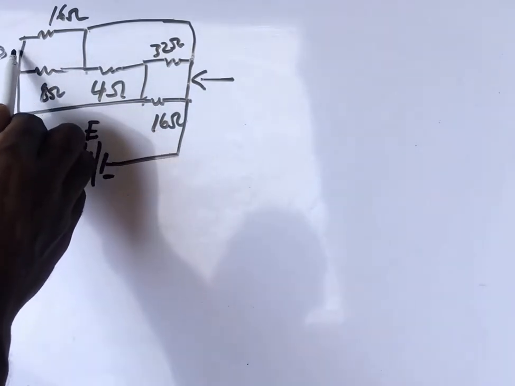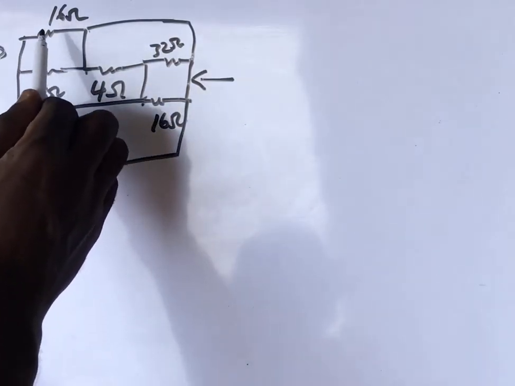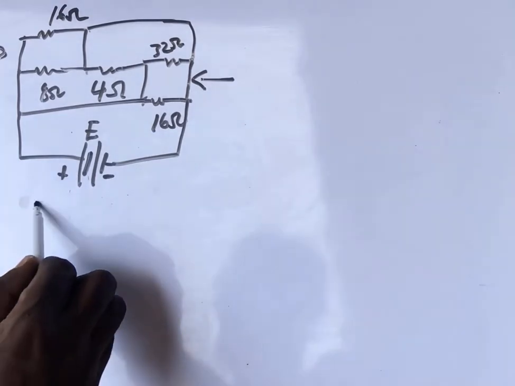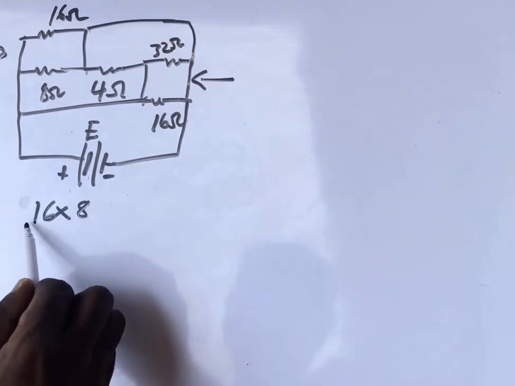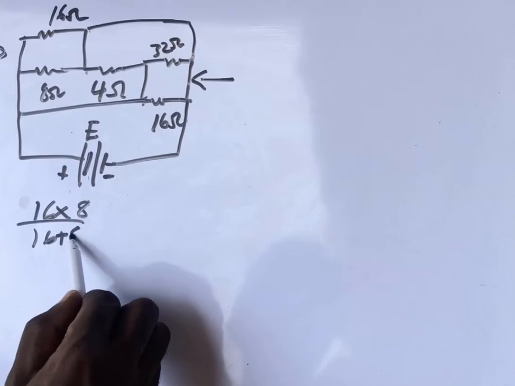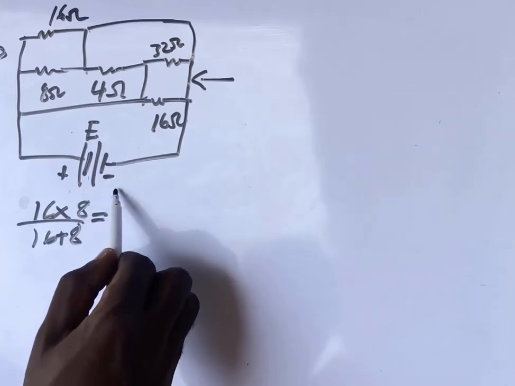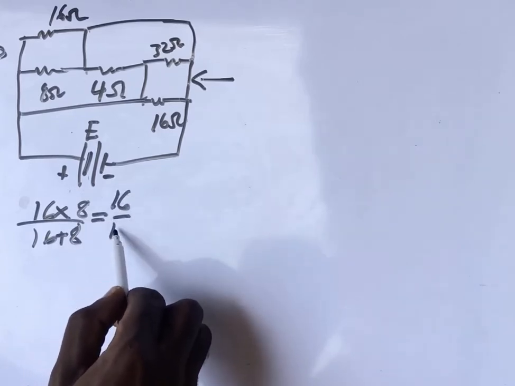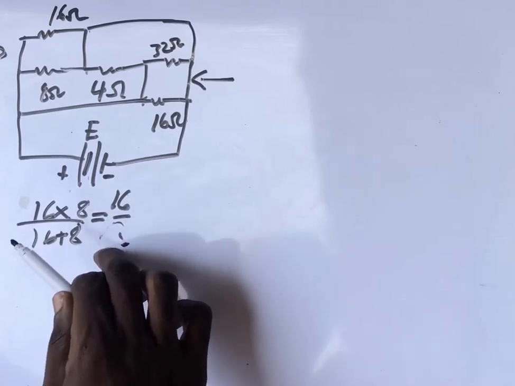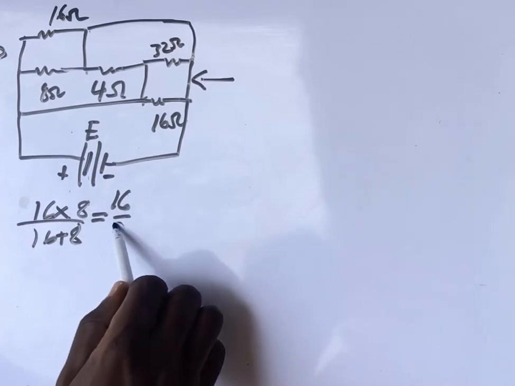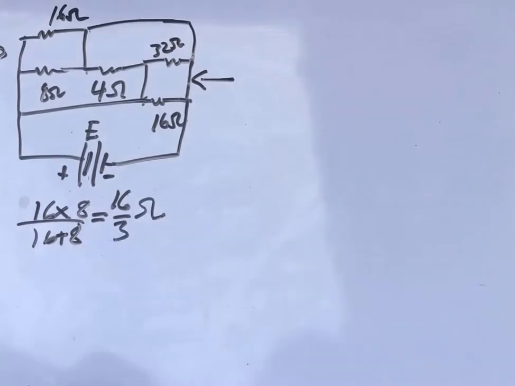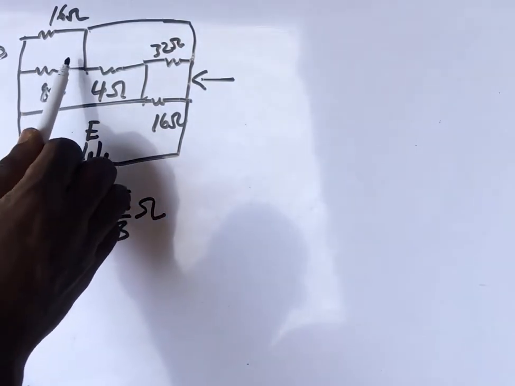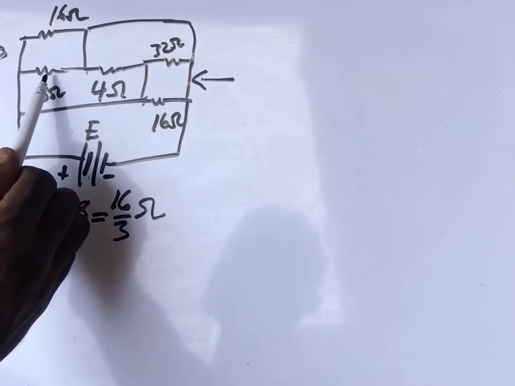From here you can notice that the 16 and 8 are in parallel. So you have 16 times 8 over 16 plus 8, and this will give us 16 on 3 ohms. Now the entire of this one is 16 on 3 ohm.